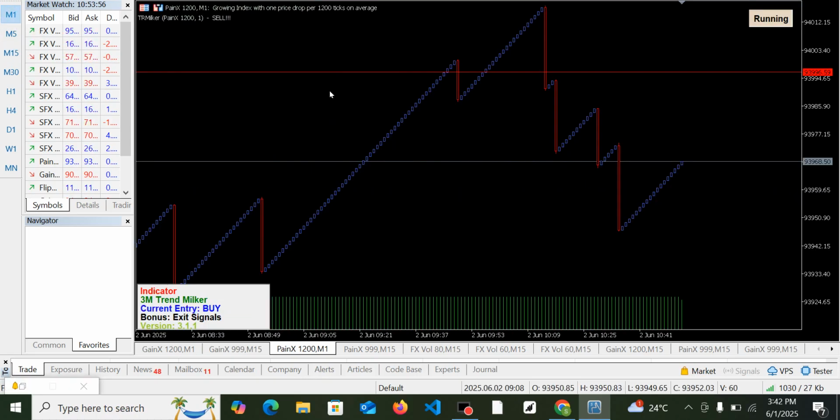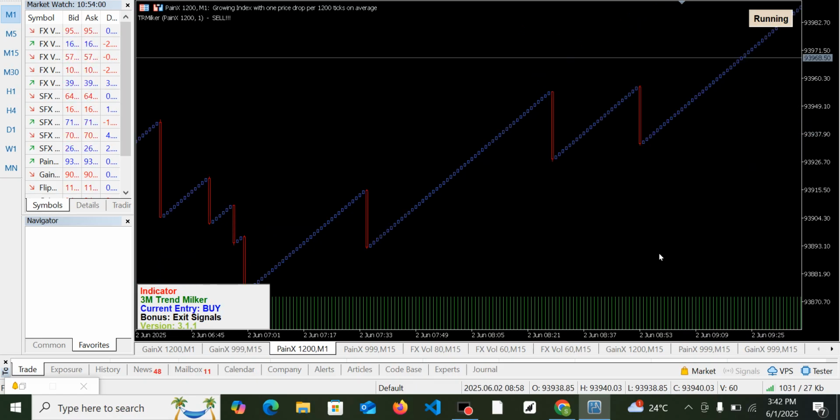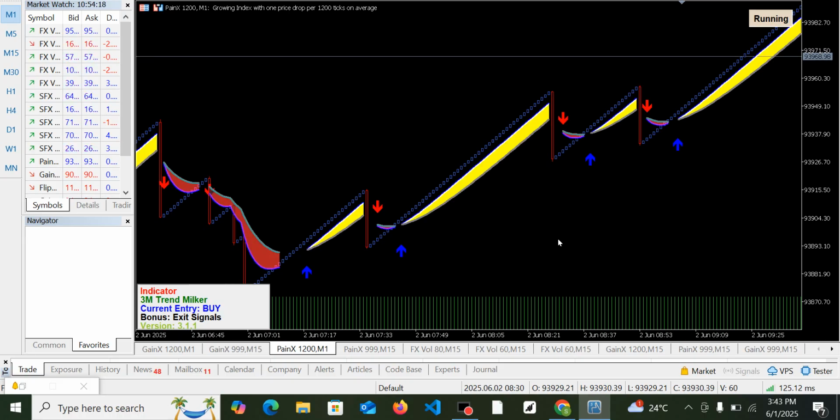So I want you to understand this. For PainX, the blue candles will take time to create, but the red candle will just go down suddenly without any announcement. It will just go down, boom, suddenly without any announcement. So that is what we call spikes in PainX. So we should understand this.